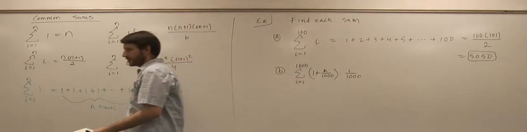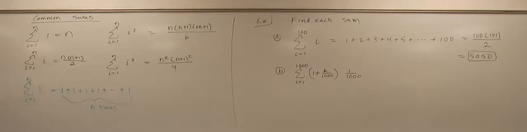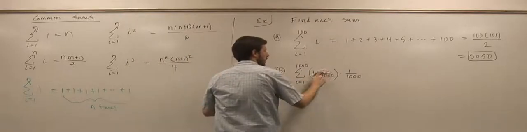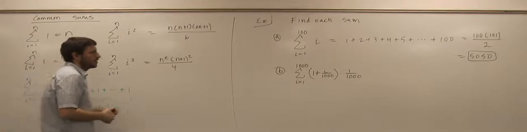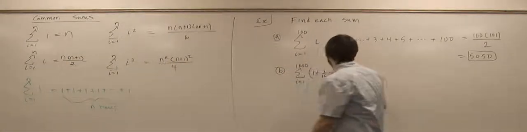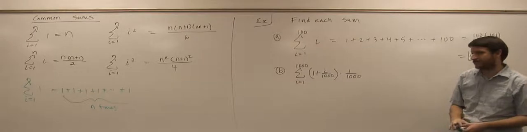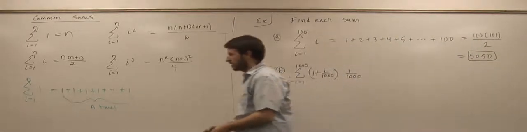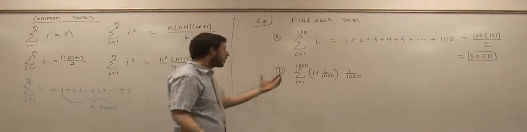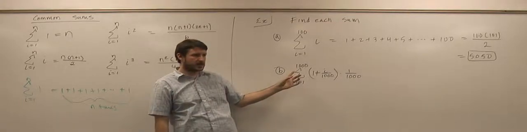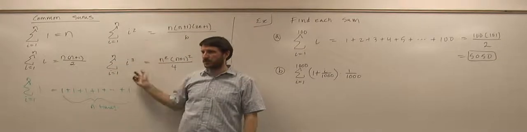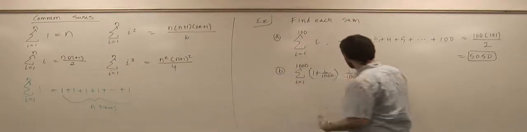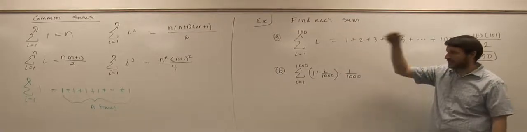So this is more like what we're going to be seeing. Oh, that should be i. So the summation i equals 1 to 1,000 of 1 plus i over 1,000 times 1 over 1,000. The game with these things is you don't want to add up 1,000 anything. It's going to take you forever. So instead, you want to use one of these formulas. But you have to manipulate it first in order to make it look exactly like one of those.